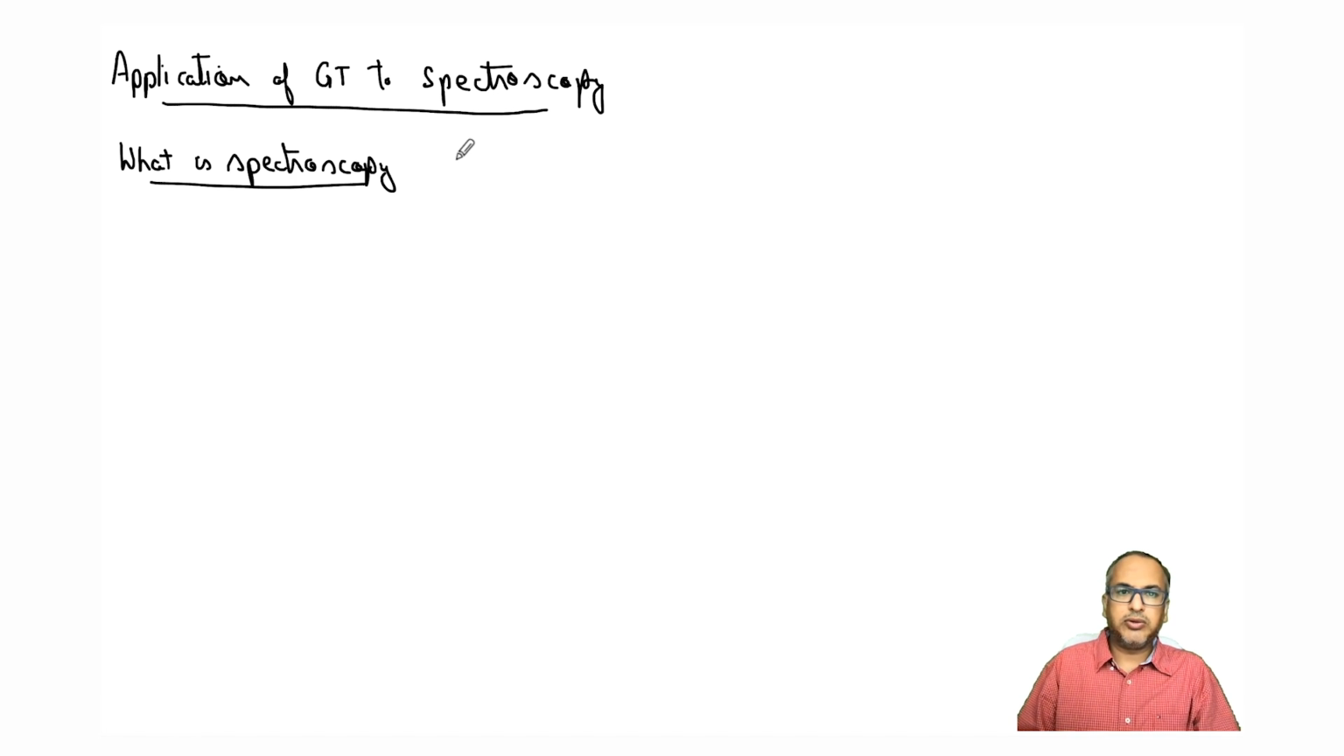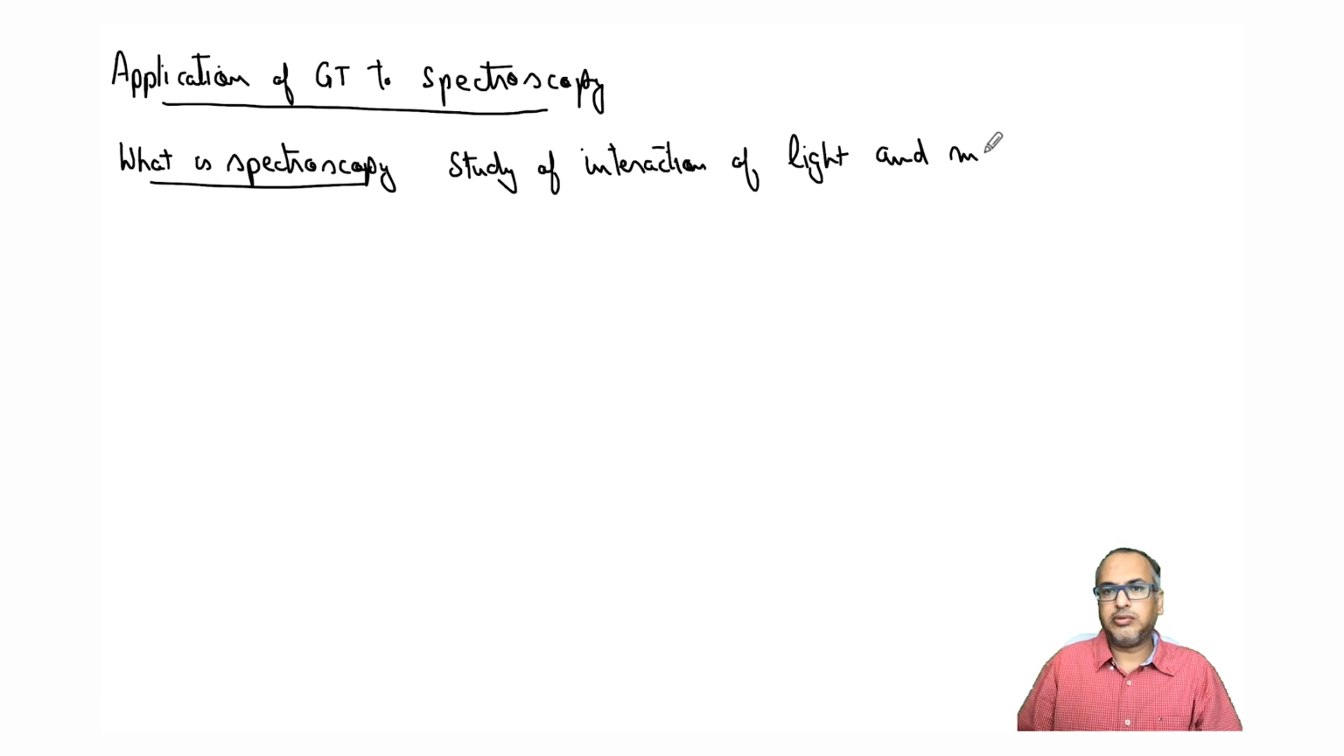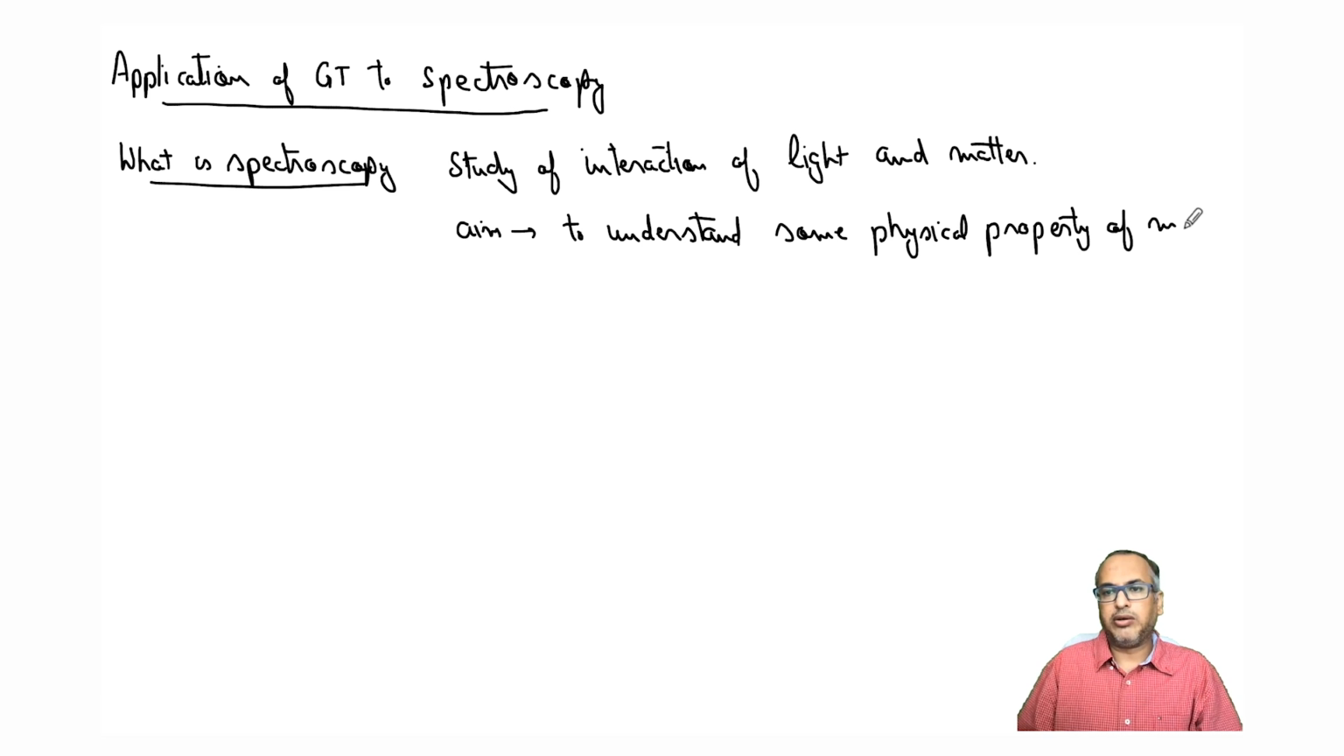So what is spectroscopy? Spectroscopy is the study of interaction of light and matter. Now, what is the aim here? Why do we study this? The aim is to determine or understand some physical property of matter. What is that matter? What is the physical property? What kind of light are we going to use? All of this dictates what kind of spectroscopy we are going to be using.